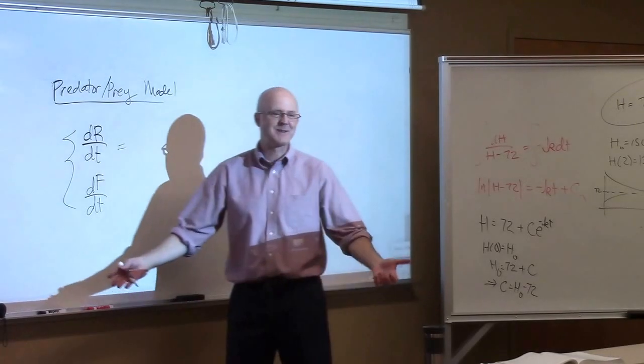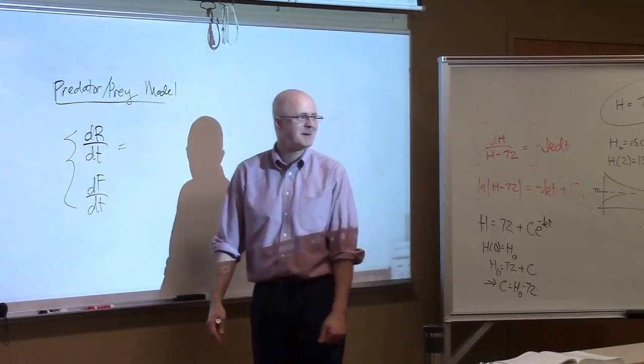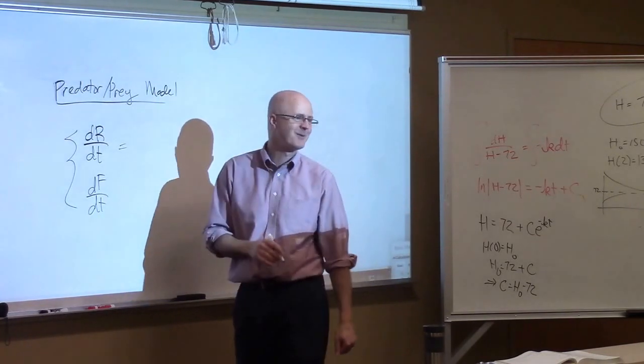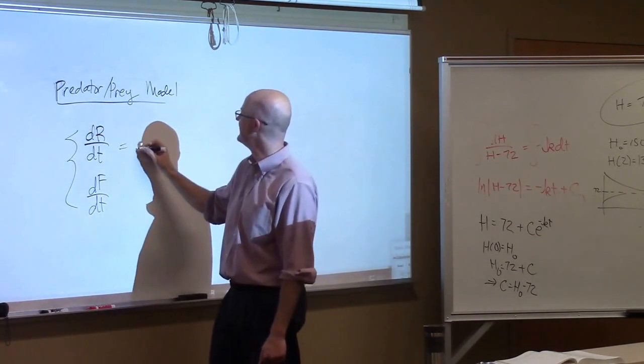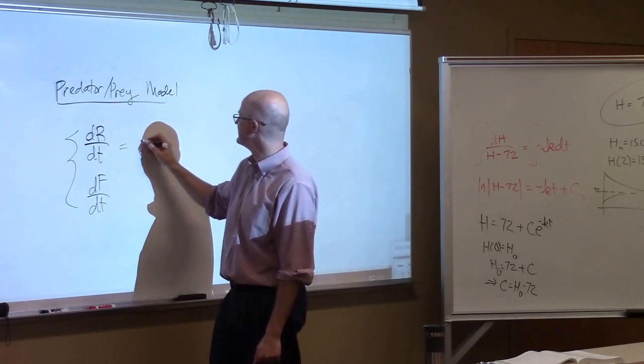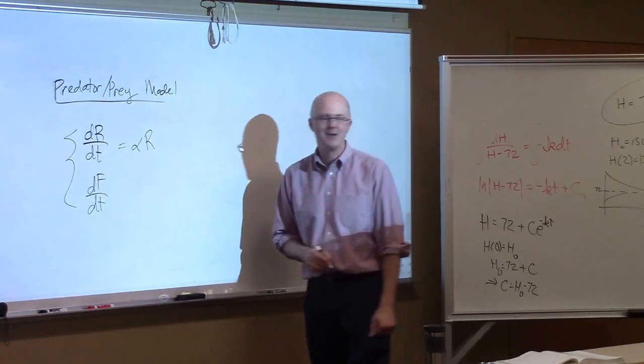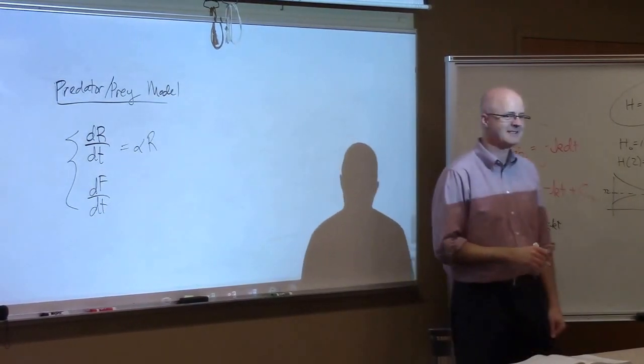The rabbits are there to just grow their happy way. There's no foxes. Probably it's exponential growth, right? Rabbits grow exponentially. There might be some constant, let's call it alpha, where dr/dt is alpha times r in the absence of foxes.